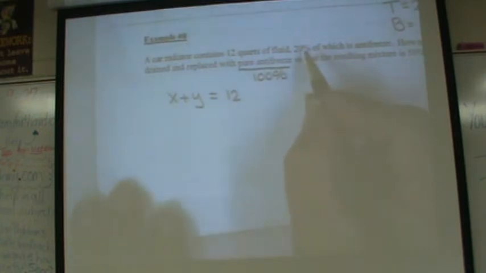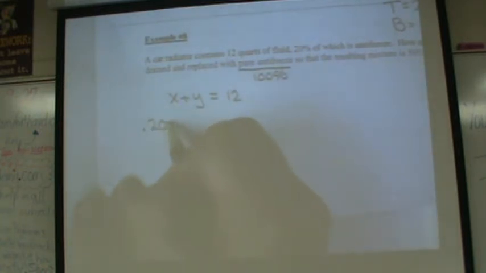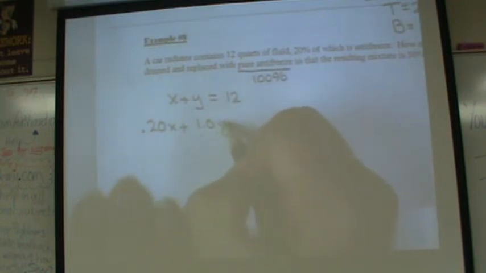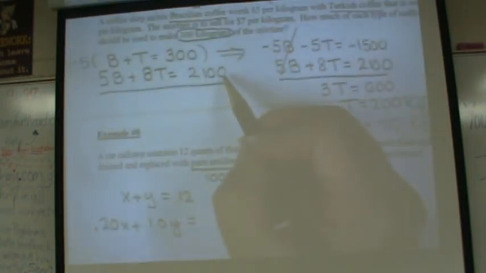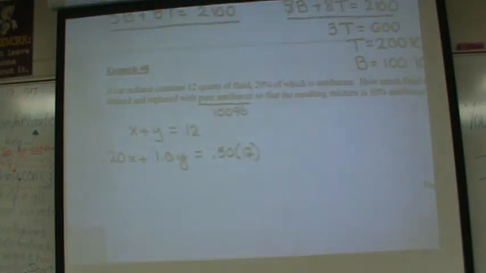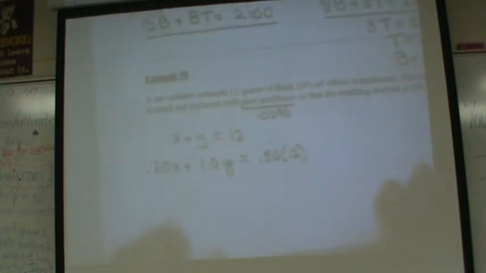One of our solutions is 20%, so we're going to write 0.20x. And our second one is 100%, so 1.0y. That's 100%. We want our new mixture to be 50%. So see how here you did 7 times 300? You're going to do 50% times the 12. So now how would you solve this?